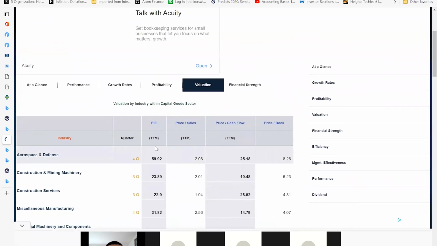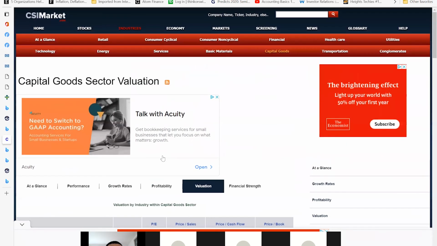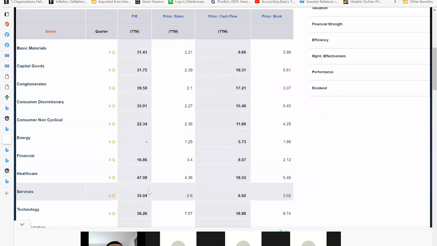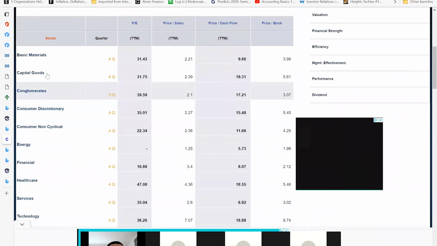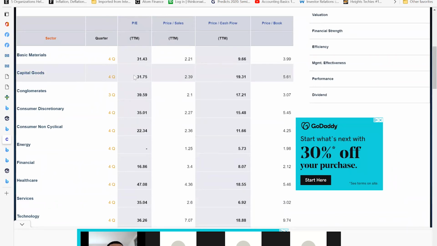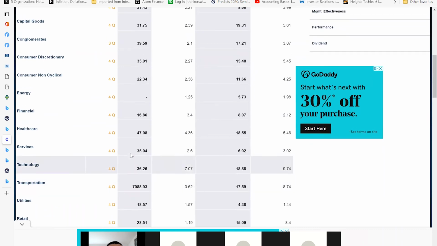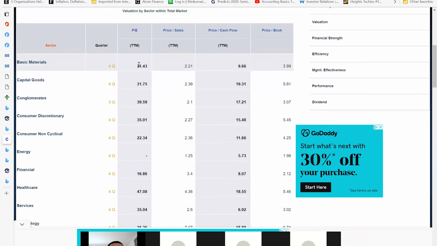Valuation. I want to see the average PE. So the average PE for capital goods is 31. Let's see what the other one is. The transportation is also in industrials. Wow, this is really high. That's crazy. Okay, so let's just start with this, right? Or let's maybe look at basic materials.